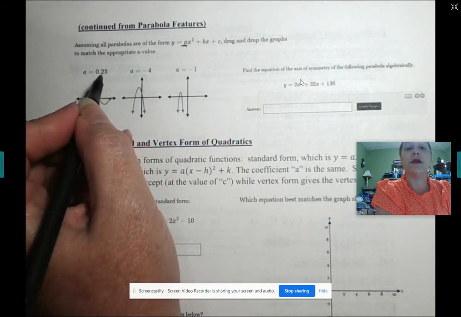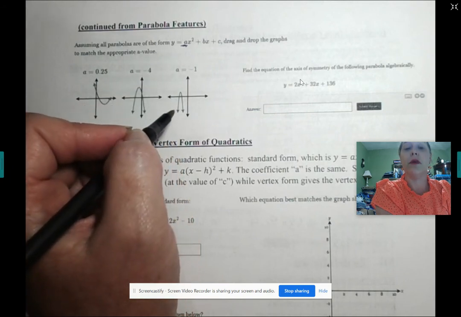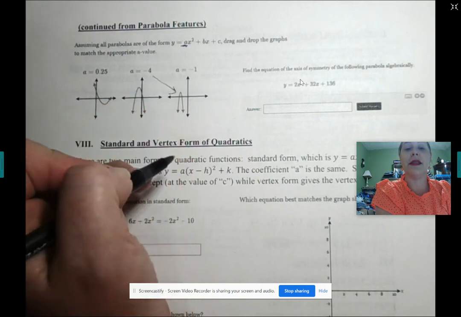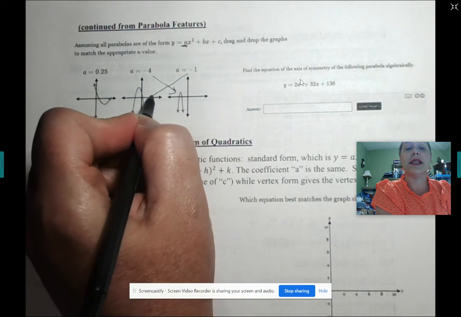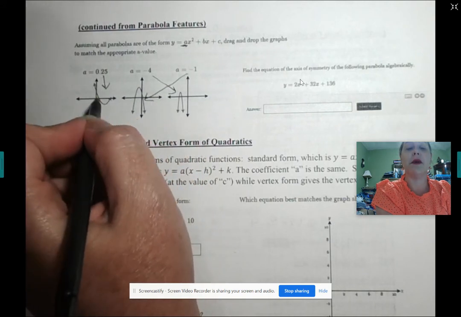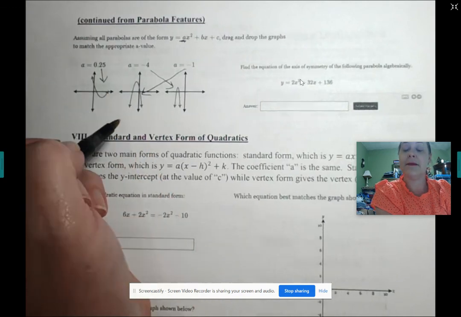Little tiny decimals will be wide, and bigger numbers, ignoring the negative sign, but just bigger numbers in general, will make a narrower graph. So I believe that this graph needs to be the narrowest. This one is kind of middle of the road. This one is the widest, and it is the only positive parabola. Since this a value is positive, it needed to go with something that looks like this.